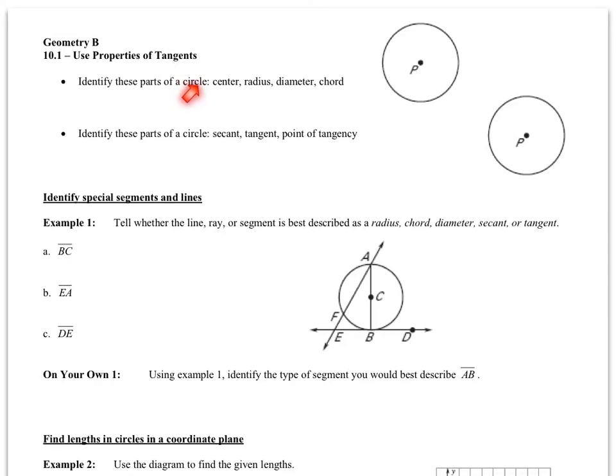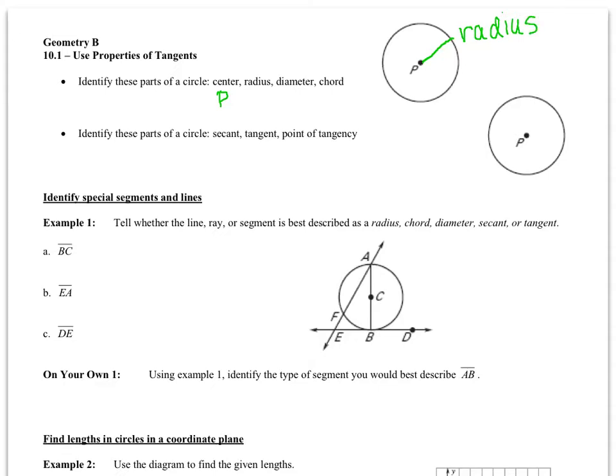Keep in mind a circle is a shape where all the points on the outside are equal distance from the middle. So the center right here is point P. So my center is P. A radius starts at the center and is a straight line going to the outside of the circle. So this would be a radius that I just drew in here.